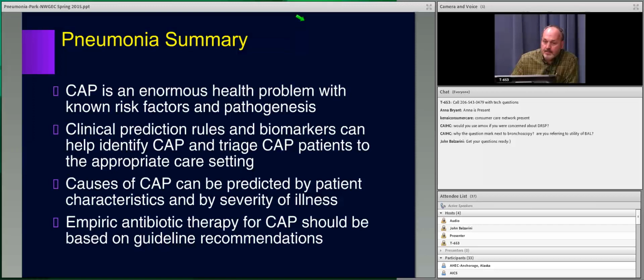And this is my final summary for this didactic part of the presentation. It's a big health problem with known risk factors and pathogenesis. There are clinical prediction rules and biomarkers that we can use to identify pneumonia and triage CAP patients. And the causes can be predicted. Questions? Empiric therapy is what we should use based on guideline recommendations. Okay?